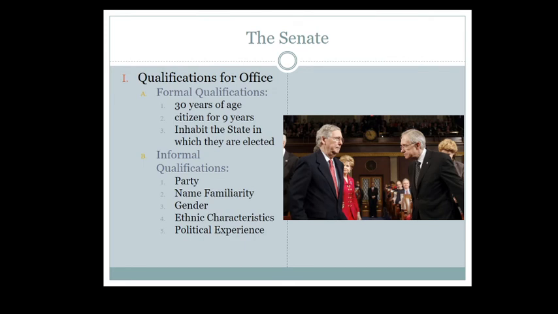Here are the qualifications to be a member of the Senate. You have to be 30 years of age, you have to be a citizen for 9 years of that time, and you have to inhabit the state in which you are representing.